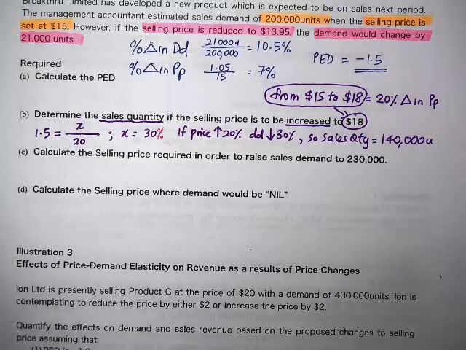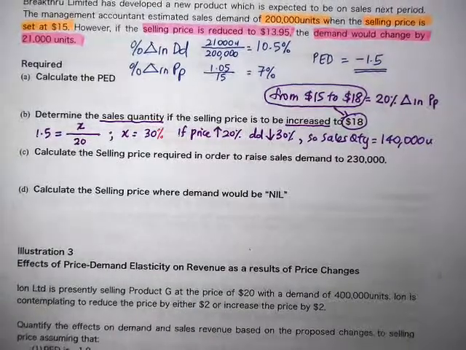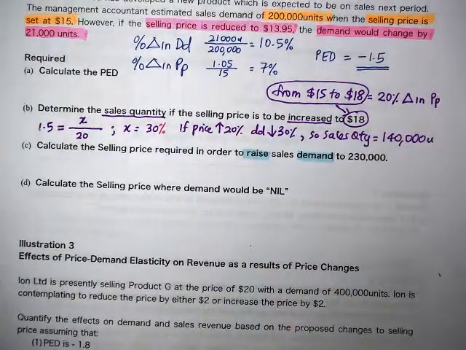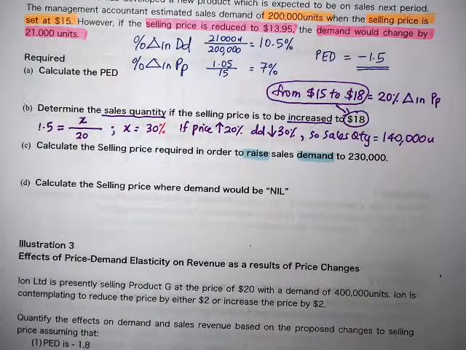Okay, now you go on to part C. What is the selling price if you want to raise the demand to 230? To raise demand, obviously, you must reduce the price. So that's what you must do, you must reduce the price. But the question now is, reduced by how much?